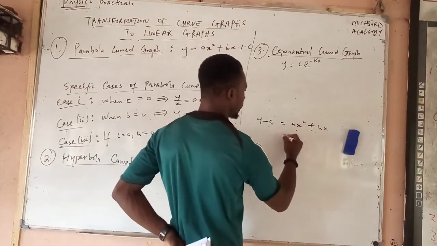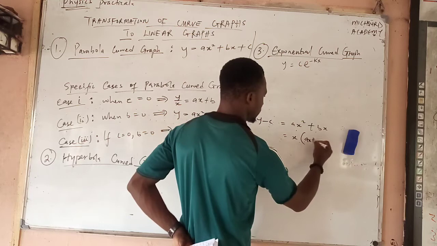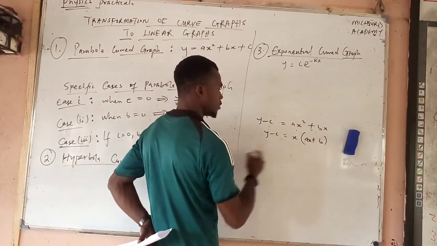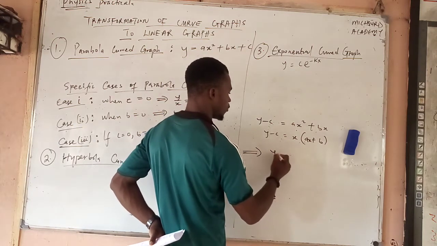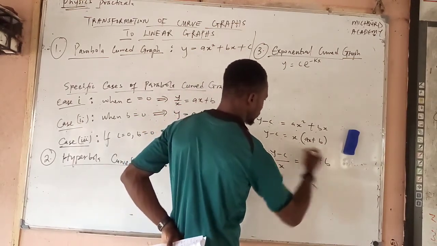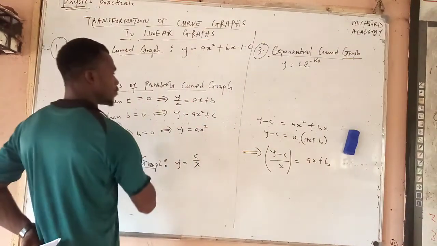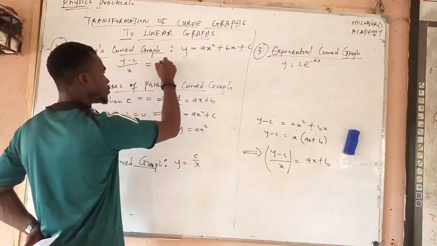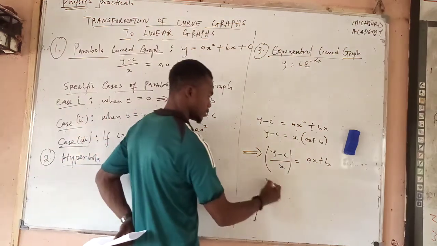So if we factor out x here, we are going to have x times ax plus b, then we have y minus c there. Alright, so I will now divide through by x, so that what I will have is y minus c all over x is equal to ax plus b. So now this is what we have. We are having y minus c all over x is equal to ax plus b.